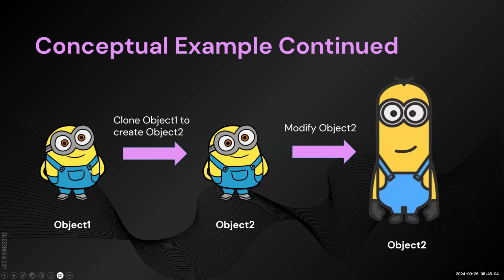So for example, we have object one here. Say he's a minion and he's 2 feet tall. He doesn't have any hair. And we want to create this one in the end. However, we don't want to go through every single attribute because many of them are shared. So what we do is we clone object one, which would create object two. And for now, it's identical, but we can also make small modifications.